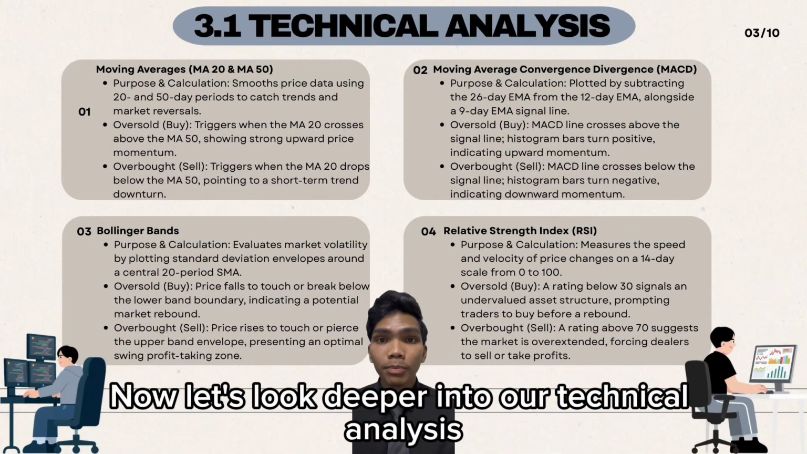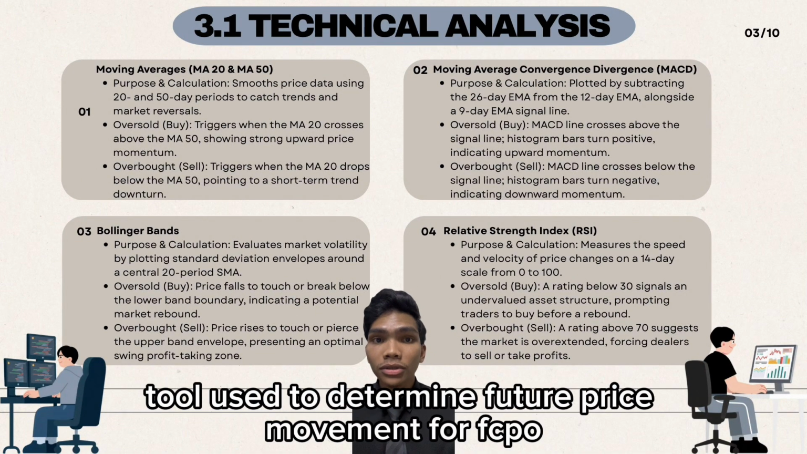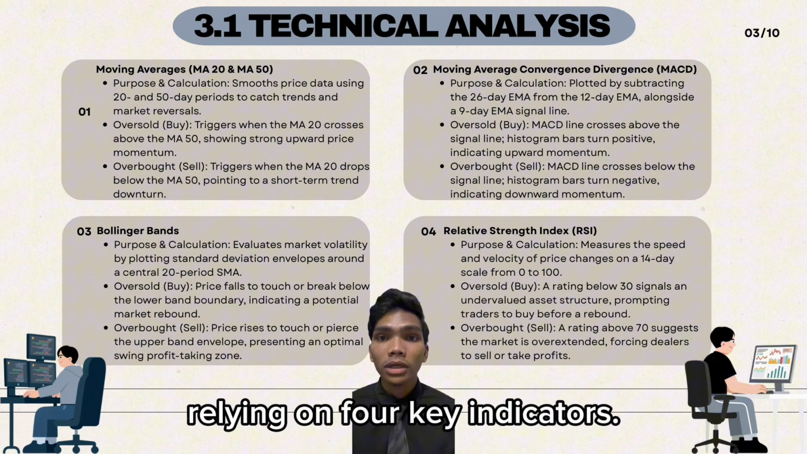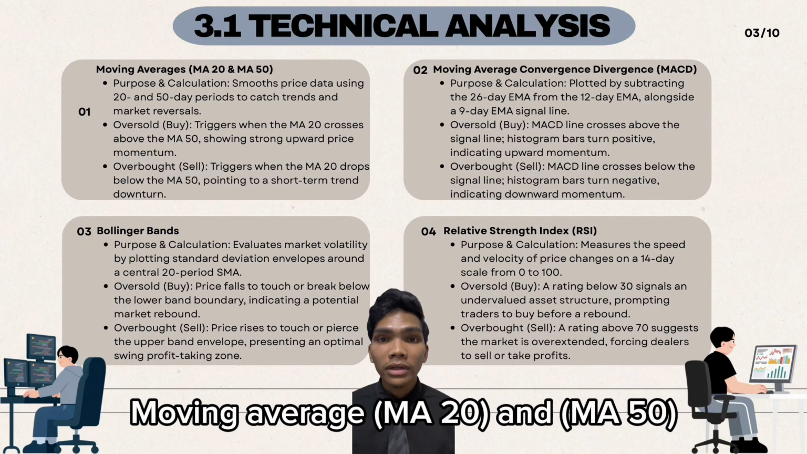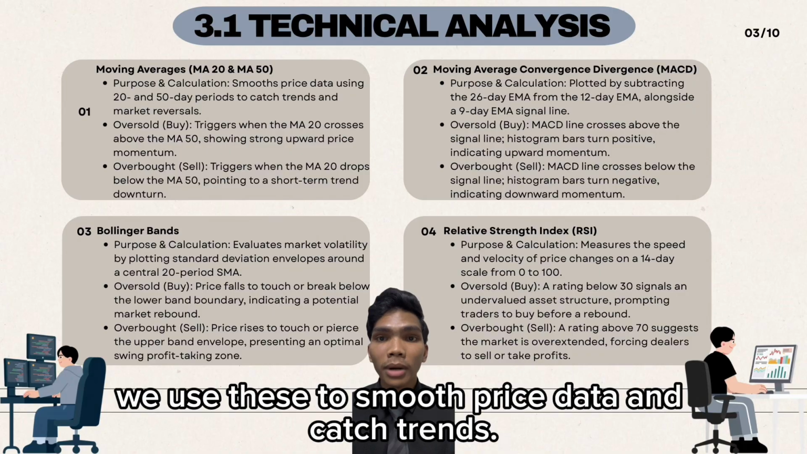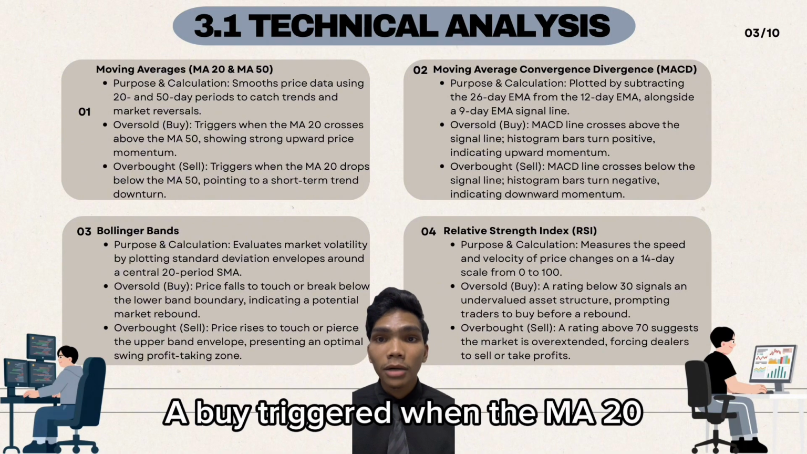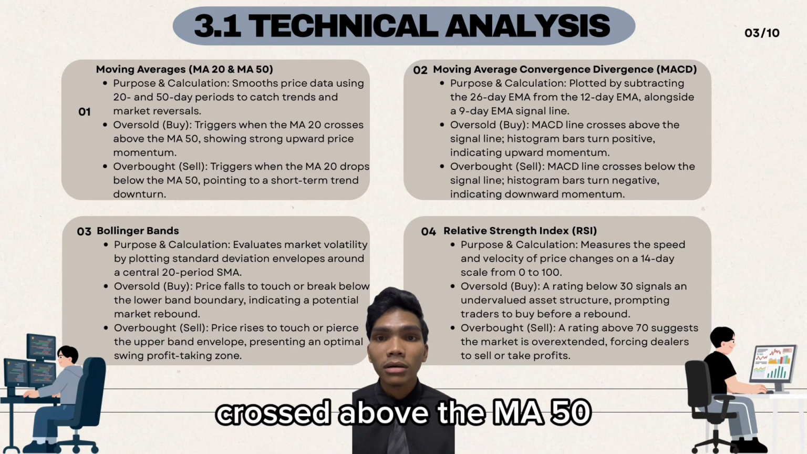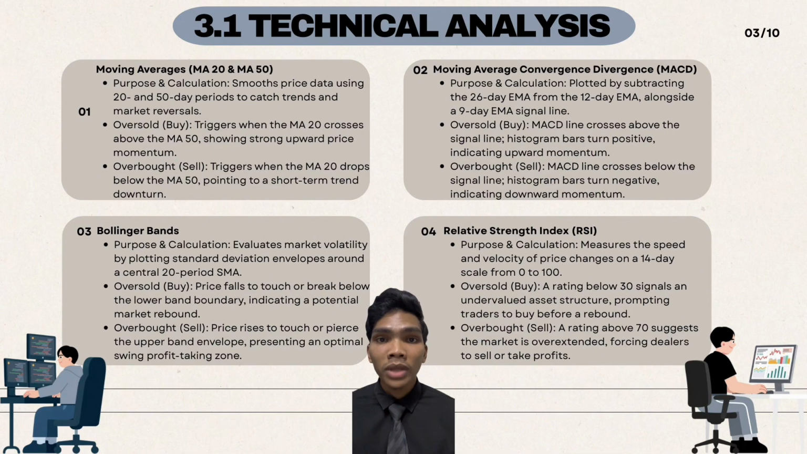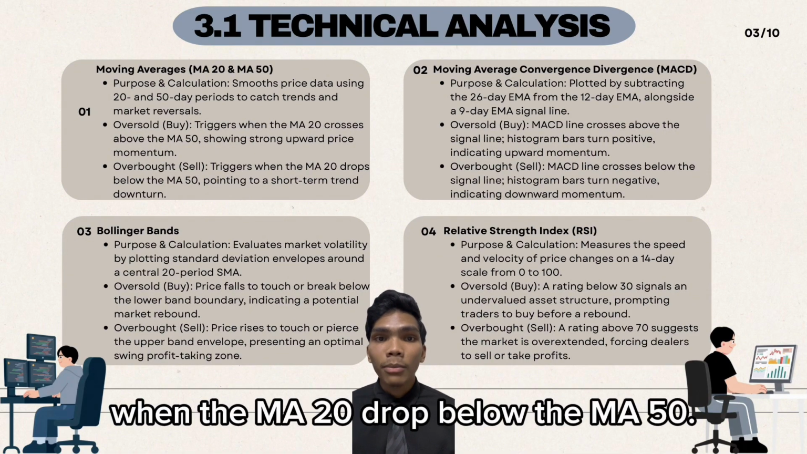Now, let's look deeper into our technical analysis tools used to determine future price movement for FCPO, relying on four key indicators. First, moving averages, MA20 and MA50. We use these to smooth price data and catch trends. A buy was triggered when the MA20 crossed above the MA50. A sell was triggered when the MA20 dropped below the MA50.